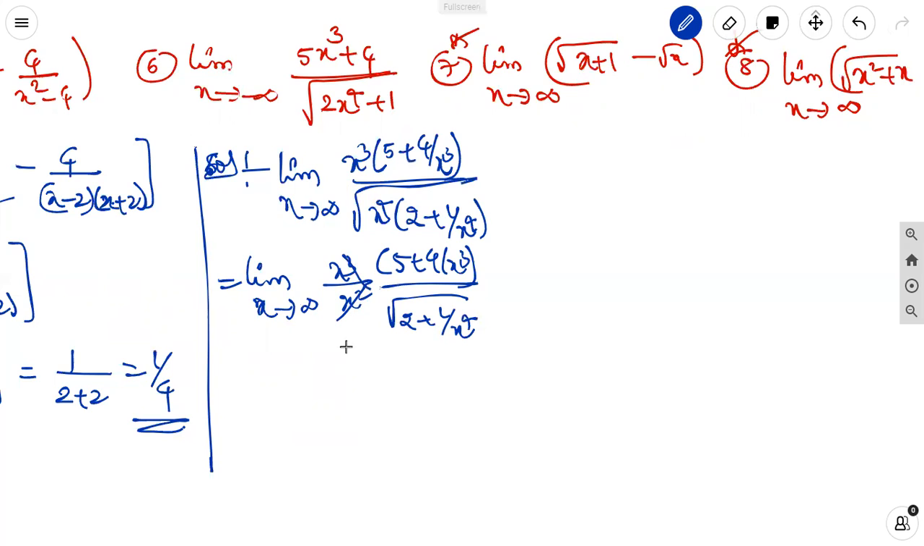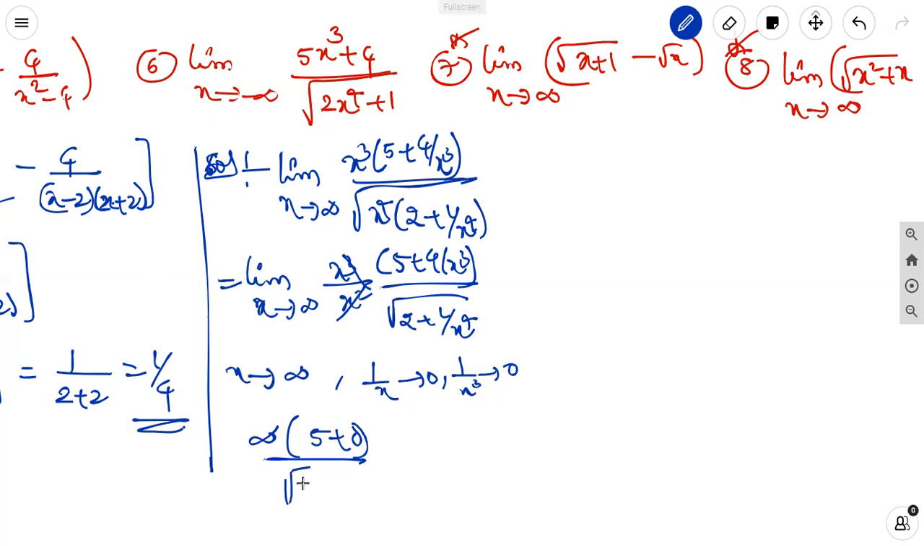Here x square and x cube get cancelled. If x tends to infinity, then 1 by x tends to 0 and 1 by x cube tends to 0. Whatever the power is, 1 by x to that power should be 0 after the substitution of x equal to infinity. But here in the numerator infinity is there: infinity into 5 plus 0 by under root of 2 plus 0, it is equal to infinity only. Okay, that is the sixth one.